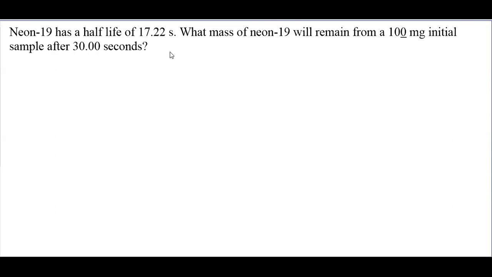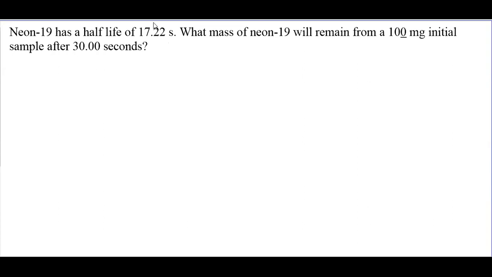Neon 19 has a half-life of 17.22 seconds. Right before I made this video, I quickly looked it up, and there's just over a dozen, I think fewer than 20 individual isotopes of neon. So neon 19 is just one of them, and as you can see, its half-life isn't very long. So what mass of neon 19 would remain from a 100 milligram initial sample after 30 seconds?